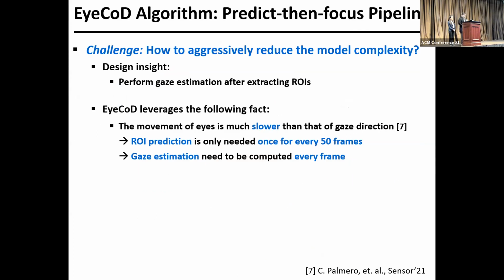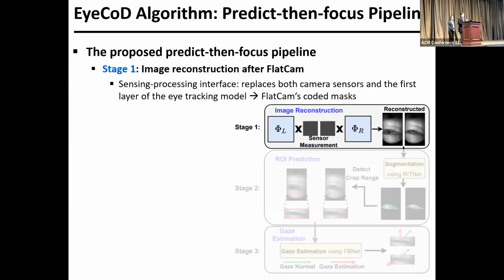For the algorithm, the challenge is how to aggressively reduce the model complexity. Our design insight is to perform gaze estimation after extracting the ROIs. That is possible because of one fact: the movement of eyes is much slower than the movement of gaze. That allows us to perform ROI prediction only once per 50 frames, while performing the gaze estimation on each frame. So based on such analysis, we propose the predict-then-focus pipeline, which incorporates 3 stages.